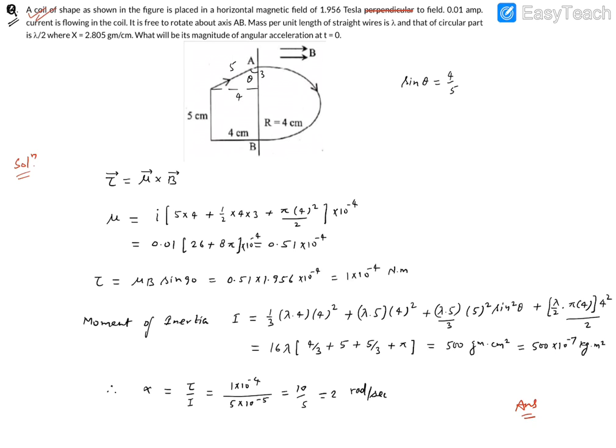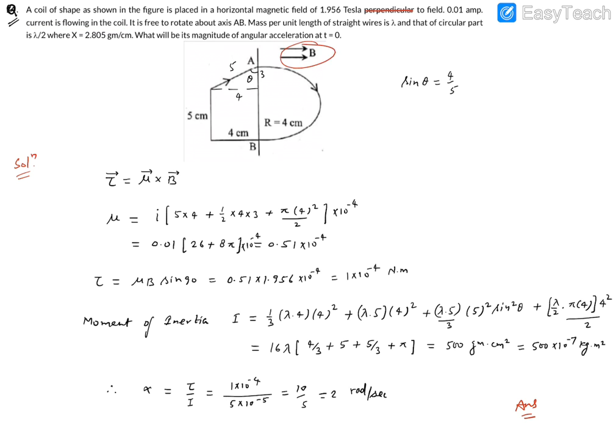Consider this question. It reads, a coil of shape as shown in the figure is placed in a horizontal magnetic field which is given in Tesla, and 0.01 ampere current is flowing in the coil.